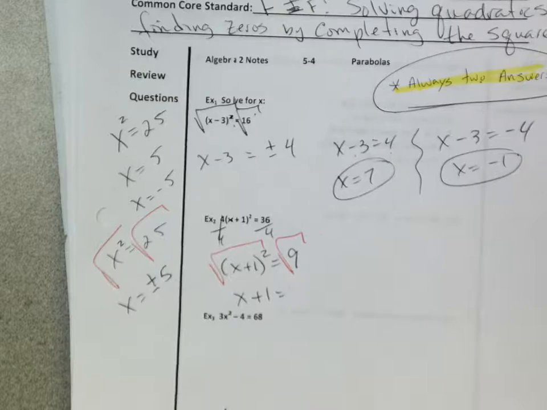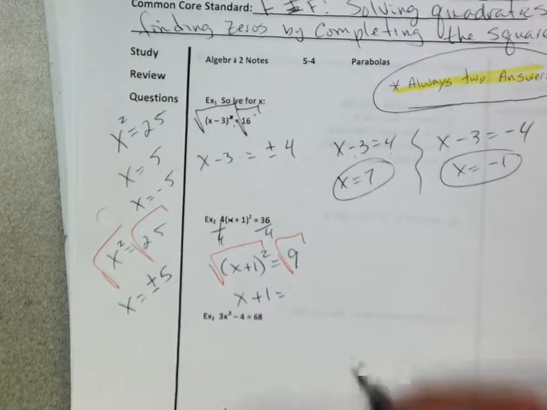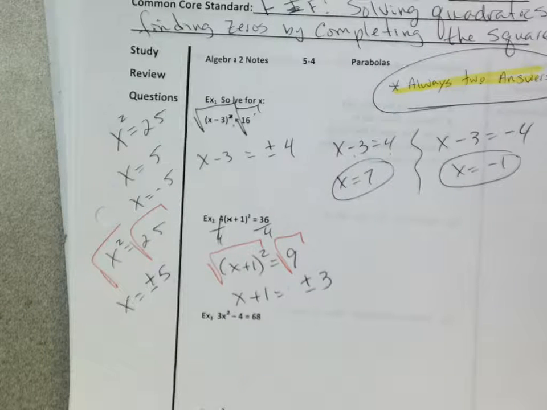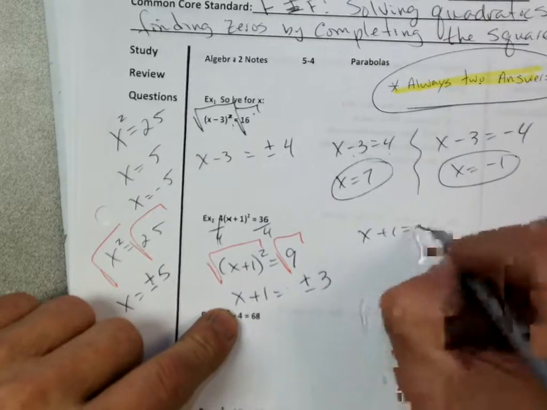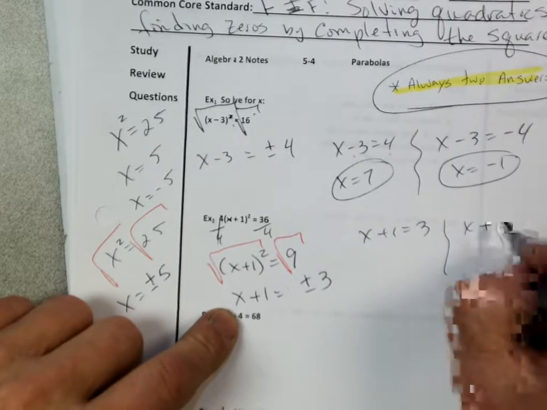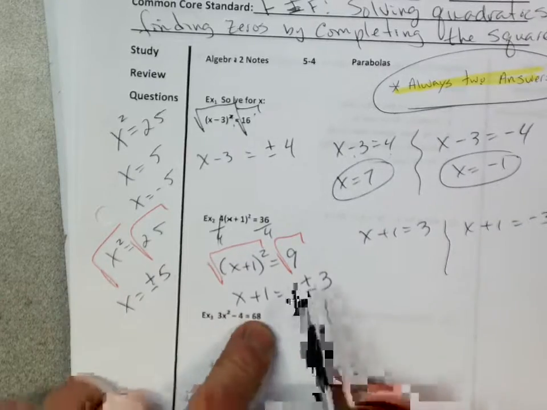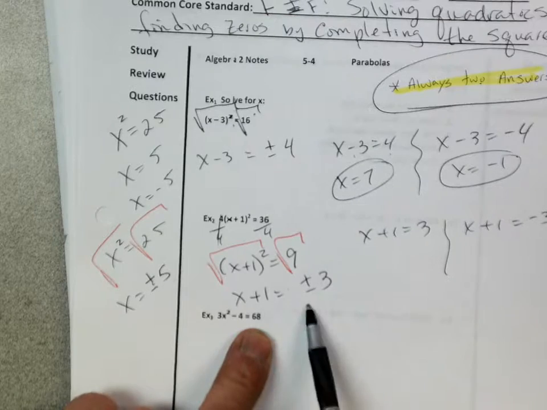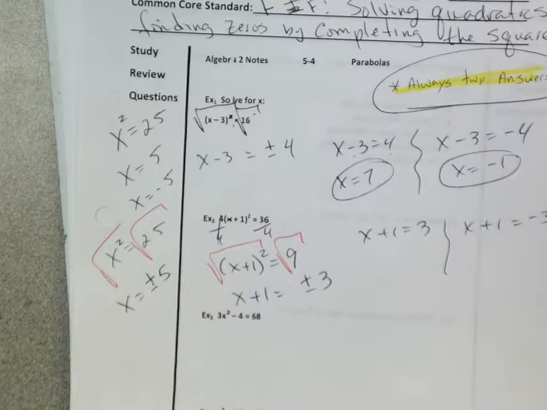Very good. It's both, because you need two answers, right? It's plus and minus 3. Now, I've got to have two answers. I've got two little mini equations, right? So let's set it up as x plus 1 equals 3 and x plus 1 equals negative 3. Because, just like Jackson said, we got the plus or minus. We have a positive 3 and a negative 3. So we set it up like that and then just solve, okay?